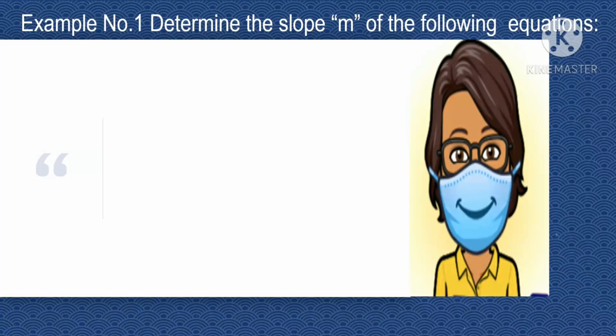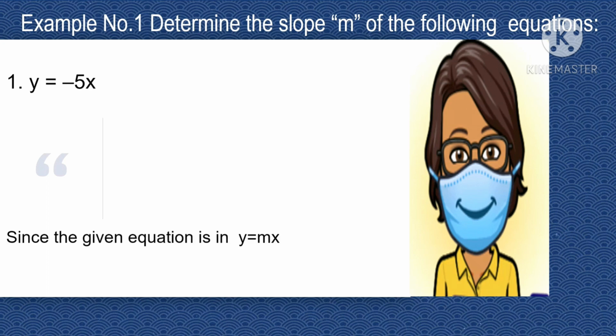Determine the slope, or M, of the following equations. Number 1, y equals negative 5x. Since the given equation is in the form of y equals mx, where the slope, or M, is the coefficient of x, we say M is equal to negative 5, or the slope is negative 5.